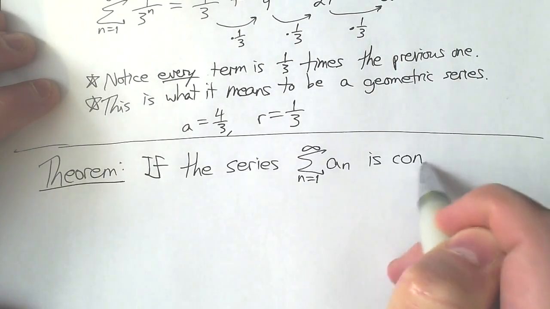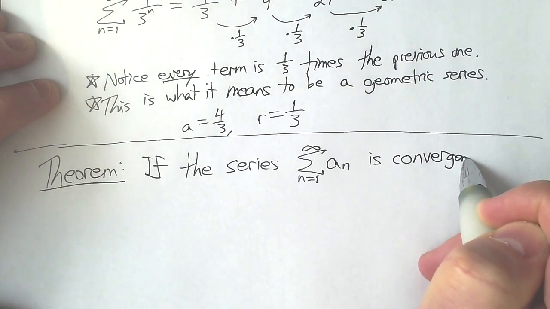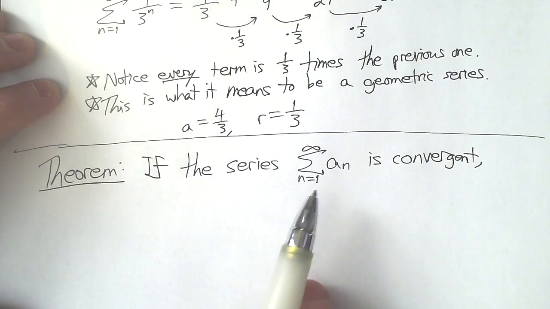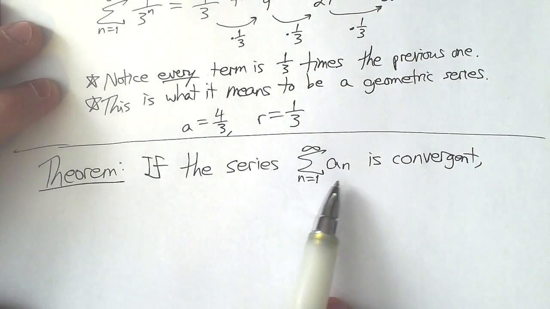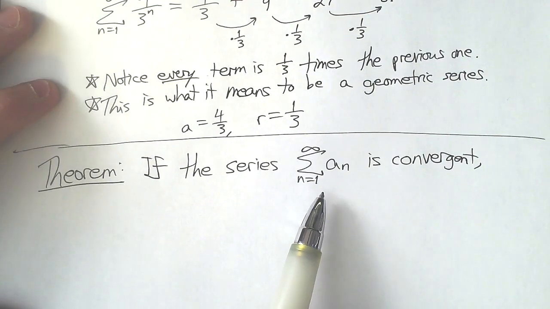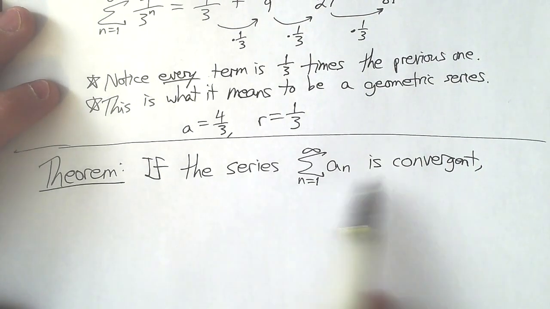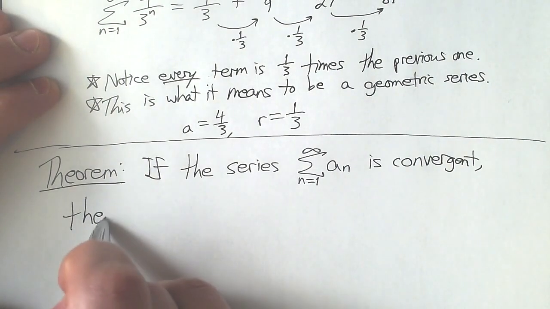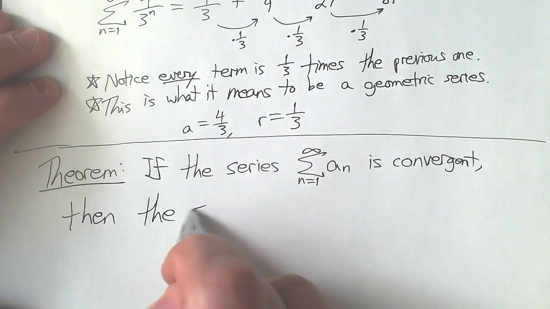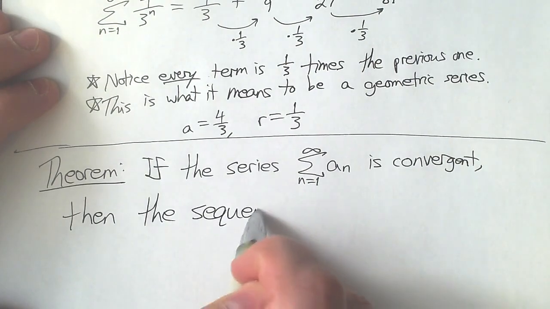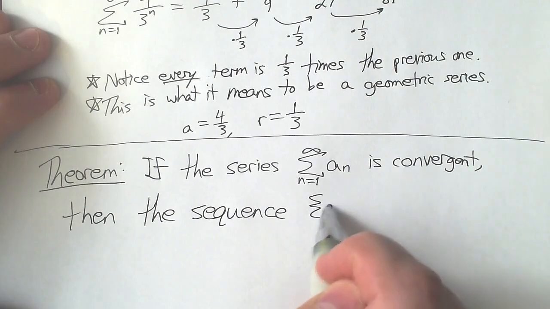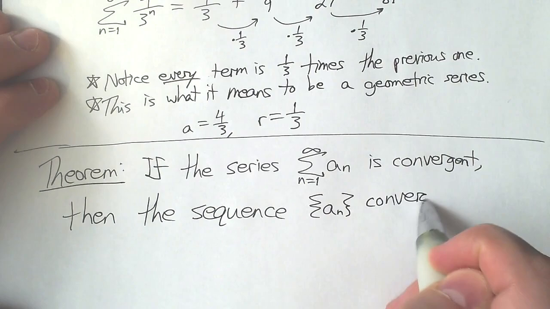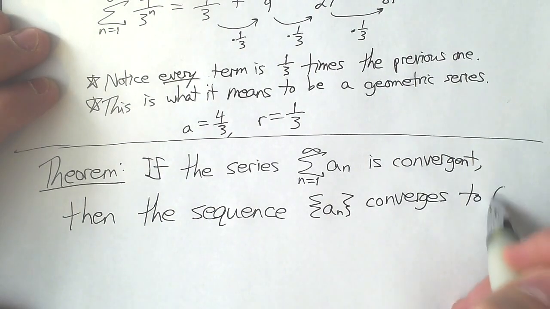is convergent, if a series, this is just any series, okay? This could be a geometric series or it could be something else. Just if any series is convergent, then the sequence of ANs converges to 0.